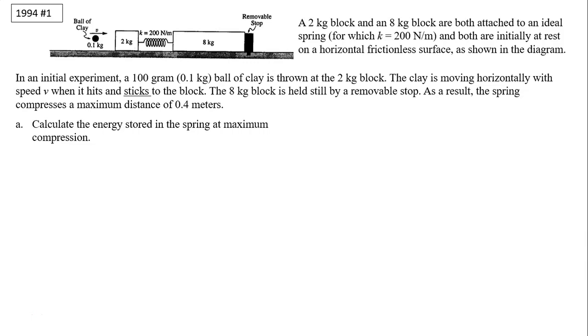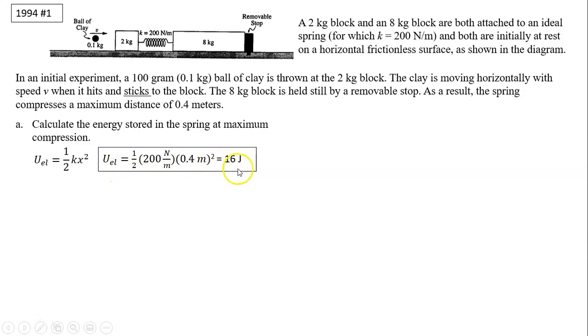Part A, calculate the energy stored in the spring at maximum compression. So we know the compression, 0.4, and we also know the spring constant. From those two quantities, we can figure out the energy stored in the spring, which is this equation. Substitute the numbers in, you should have 16 joules.